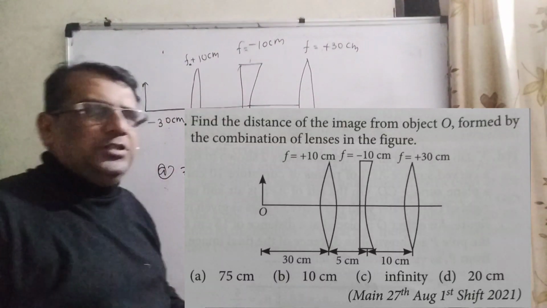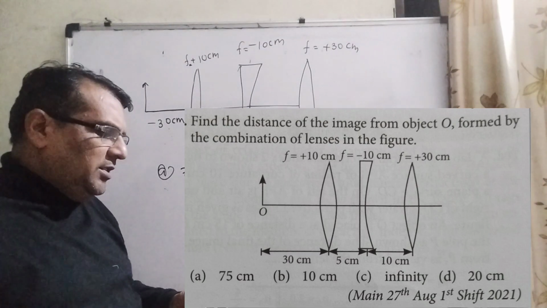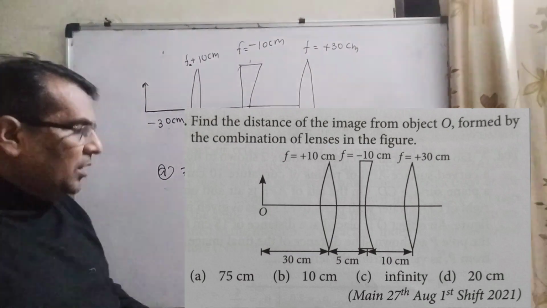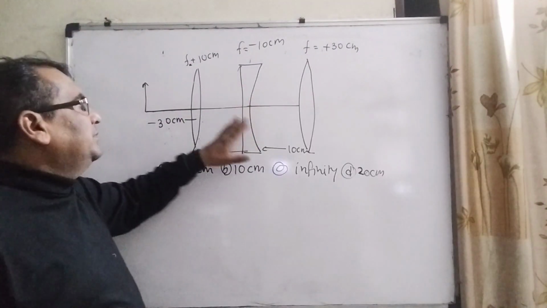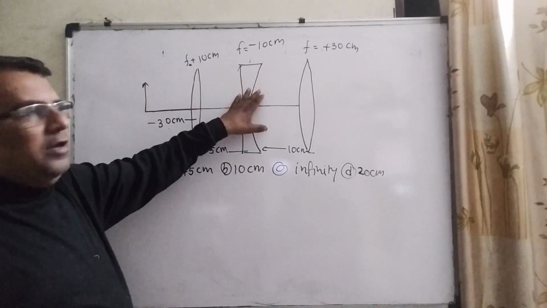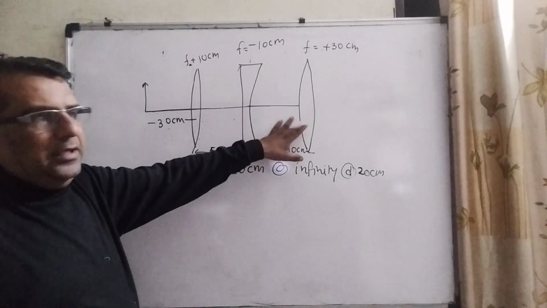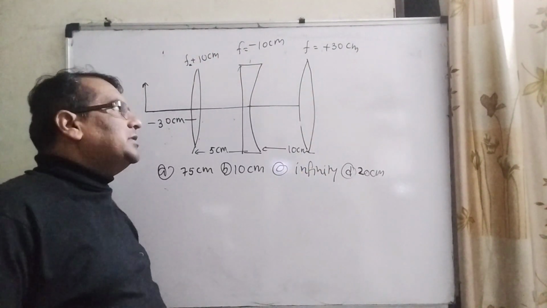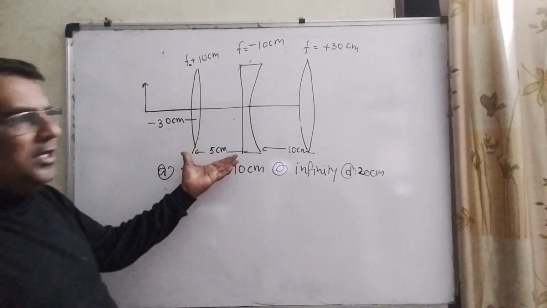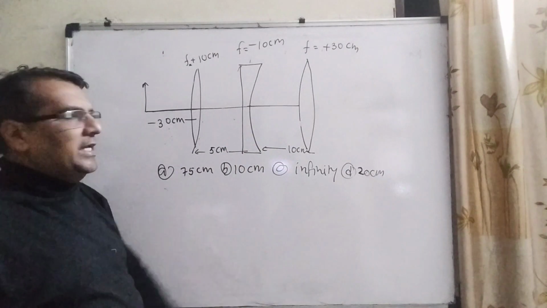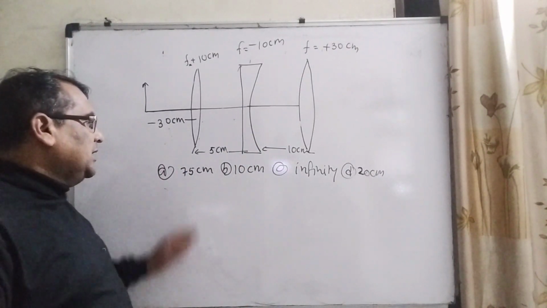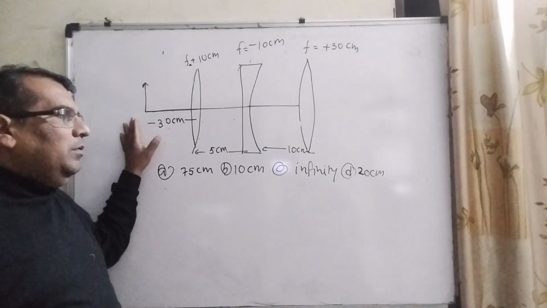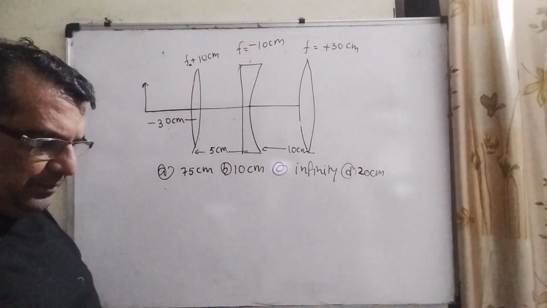Okay, let's move on. What is the question? Find the distance of the image from object O formed by the combination of lenses in the figure. You have been given three lenses: biconvex, plano-concave, and the third one biconvex again. Their focal lengths are 10 centimeter, minus 10 centimeter, and plus 30 centimeter. The distance between the first two lenses is 5 centimeter and between the last two is 10 centimeter. The four options are 75 centimeter, 10 centimeter, infinity, and 20 centimeter. So we need the distance of the final image.